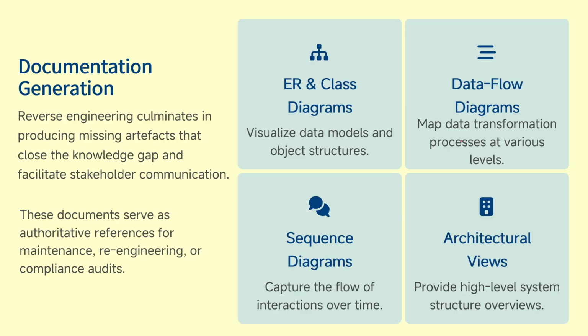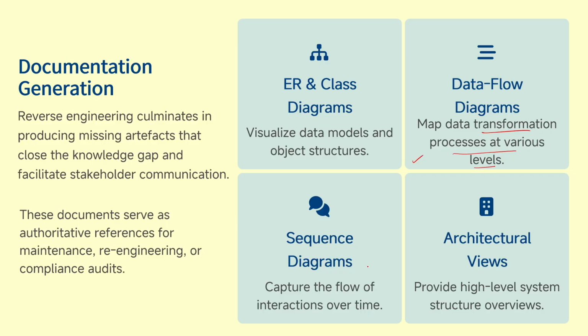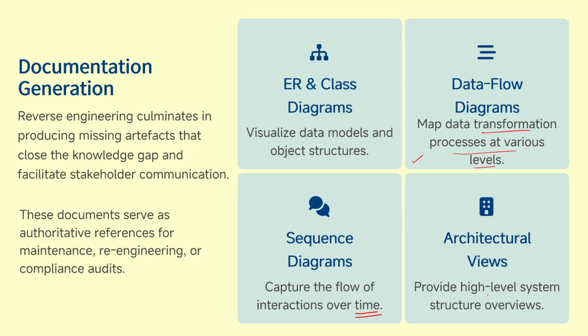Similarly, from the data flow diagrams you can identify the transformations and the processes at various levels. The data flows from the initial stage to the end, and that can be analyzed and understood from the data flow diagrams. A sequence diagram is with respect to time. Okay, so which user interacts with what process, and the sequence in which they interact, the flow of interactions over time. And the architectural view provides a high level system structure overview. So now you have this set of diagrams in hand.